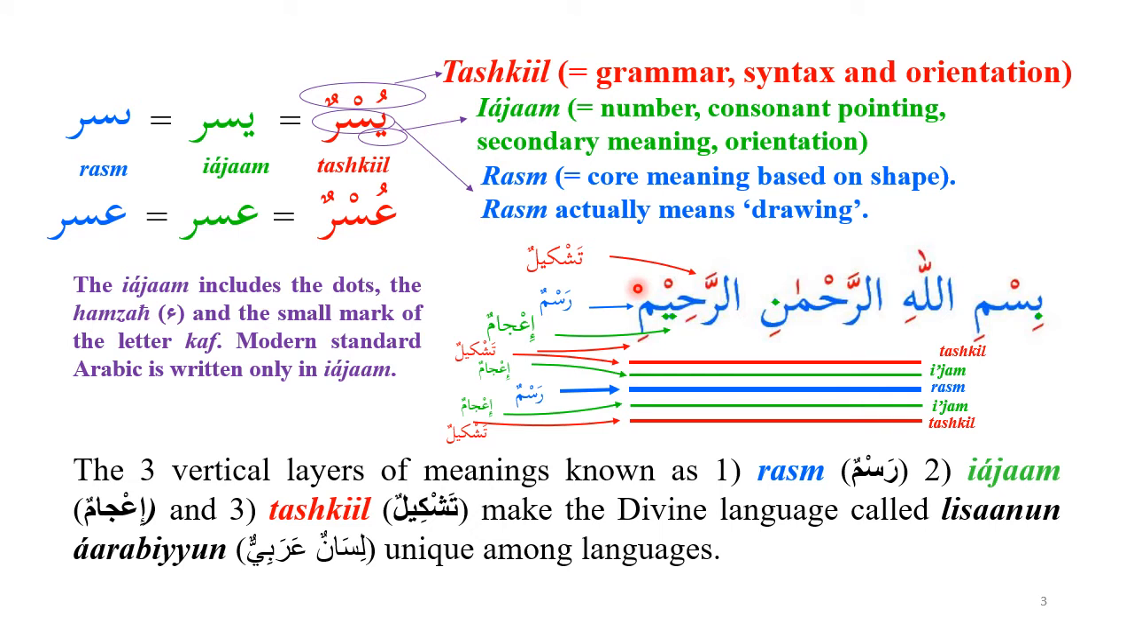Okay, and so I have already told you the Arabic language or the script is written in three different layers of meaning. The first layer is the rasam, which is the drawing, or this is where I find the idea that the letters draw the meaning of the words. So rasam is the first layer, and then you have the dot system, the dots and the hamza, which constitute the second layer known as the ijam, and then you have the tashkil, which is the third layer, which is what the subject of this video is about: the grammar, syntax and orientation. This is shown in the tashkil.